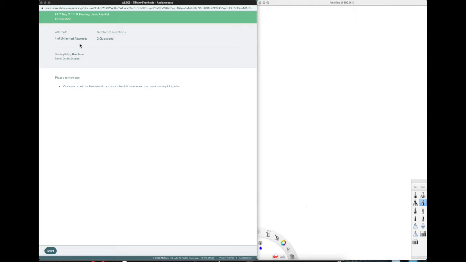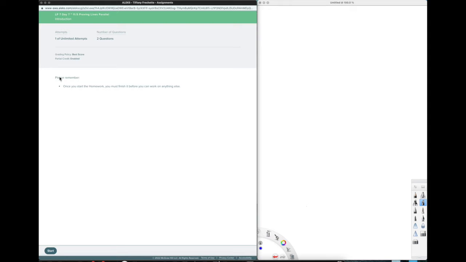The second thing is the number of attempts. We always have unlimited attempts on homework, tests, and quizzes. Number of questions just tells you how many are on this particular assignment. Grading policy is always best score, so whichever attempt is the best one is one you get to keep. And partial credit is enabled, so if you answer one of two questions correctly, you get credit for the one question, or however many you answered correctly. This also, if I understand correctly, goes into parts of a question too, if there's more than one answer within the question. There's partial credit on there too.